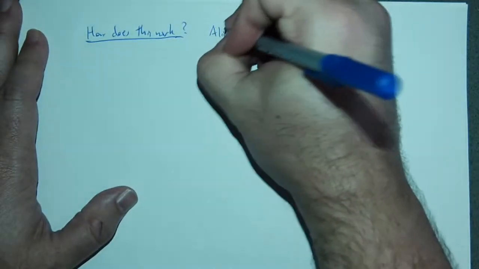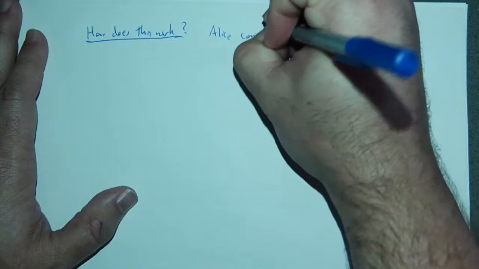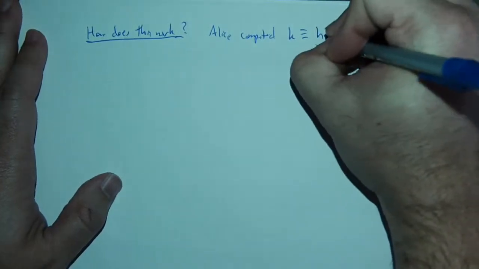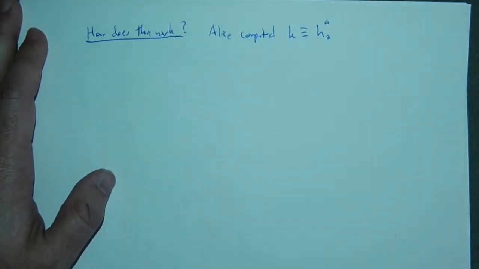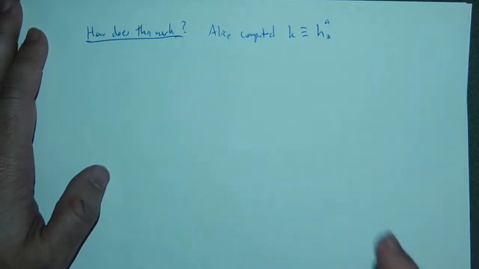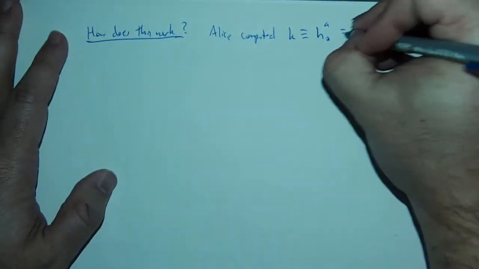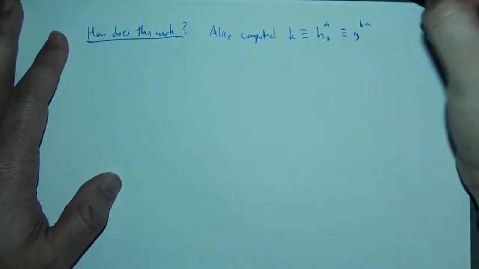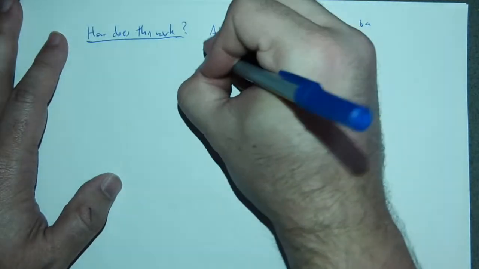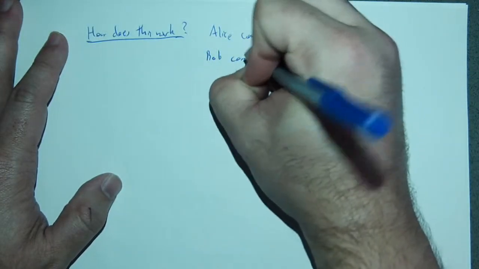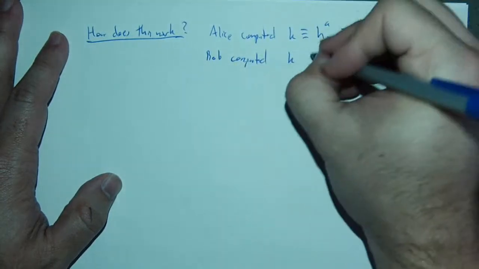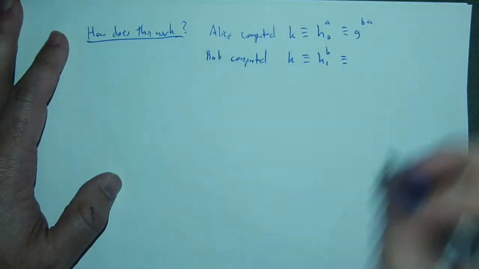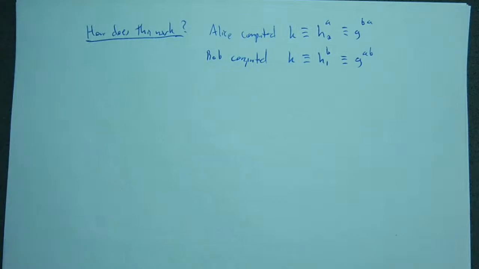Well, Alice computed k, which is congruent to h sub 2 to the a, right? But h sub 2 was g to the b, so this is g to the b times a, mod p. And Bob computed k, which he did by taking h sub 1 and raising it to the b, which of course is g to the a times b.